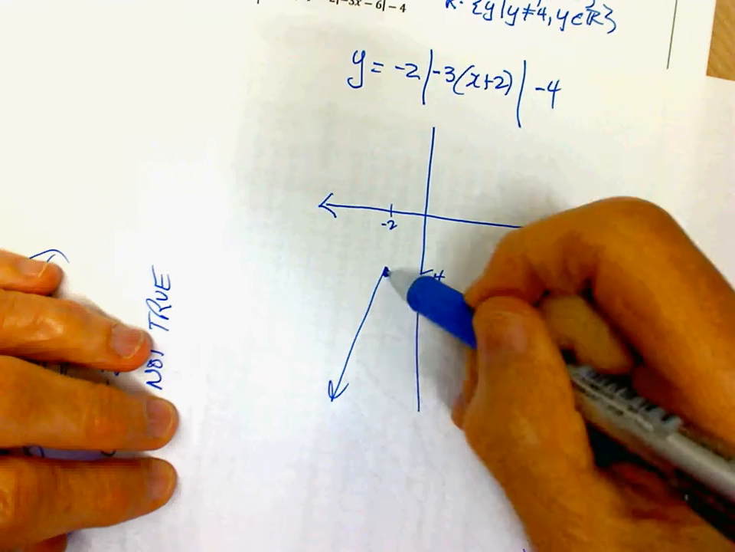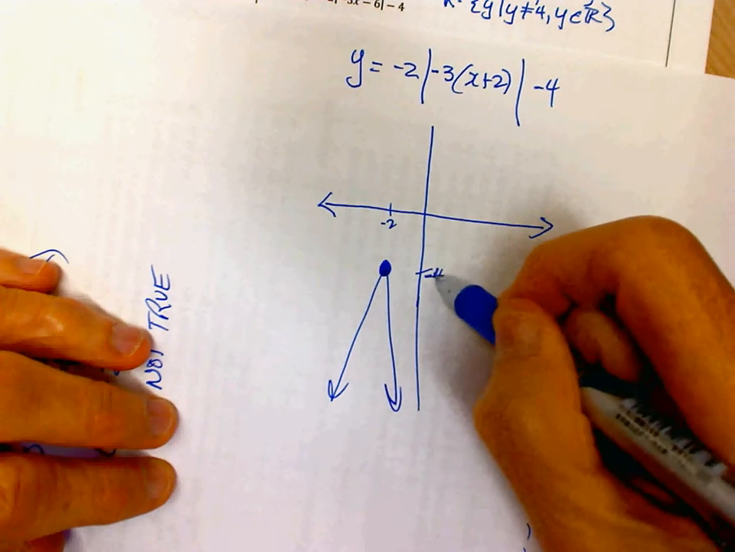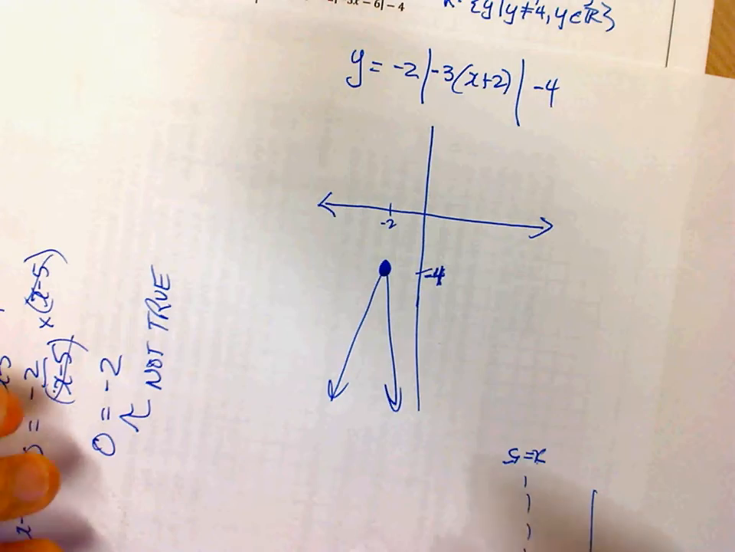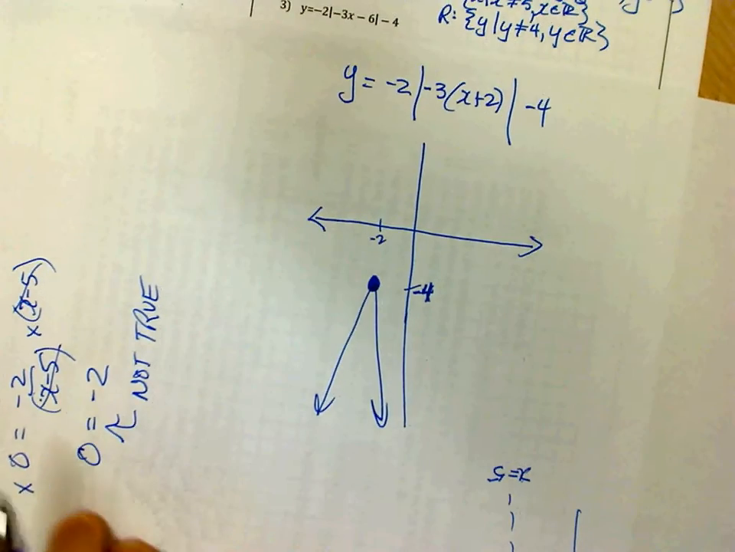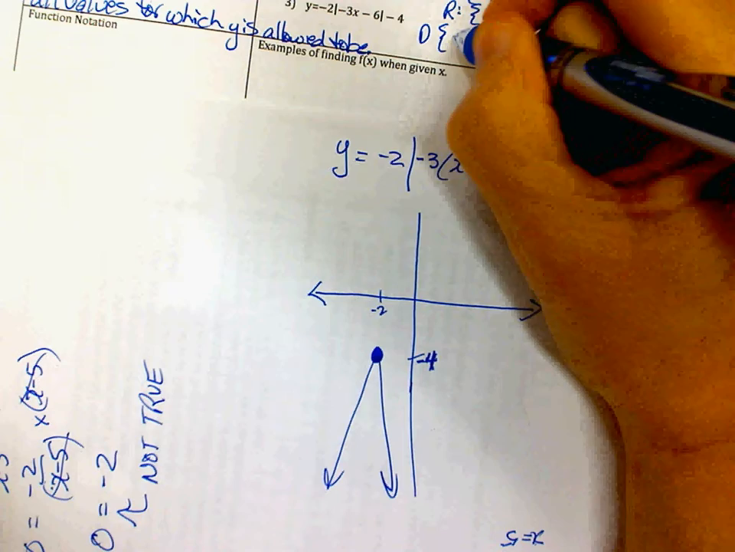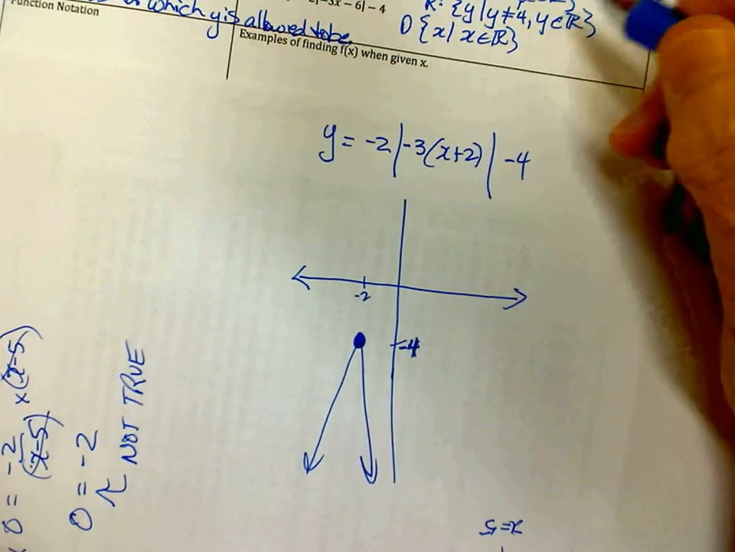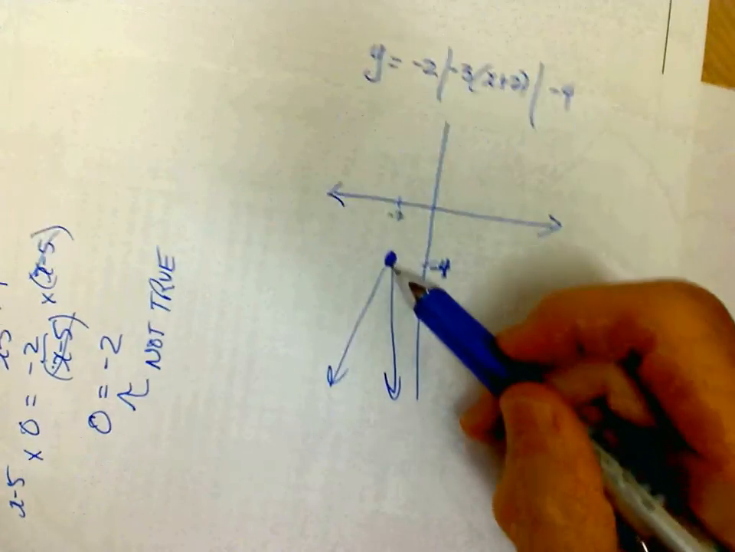So this will help us get our domain in orange. For any absolute value function, the domain is x such that x is an element of real numbers, and our range is going to be y such that y is less than or equal to negative 4.